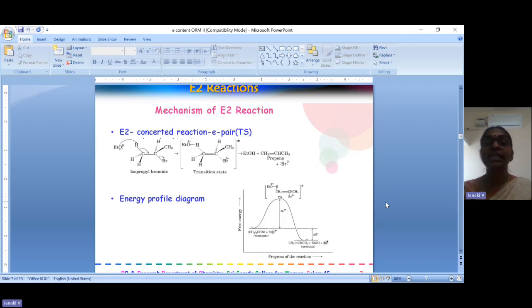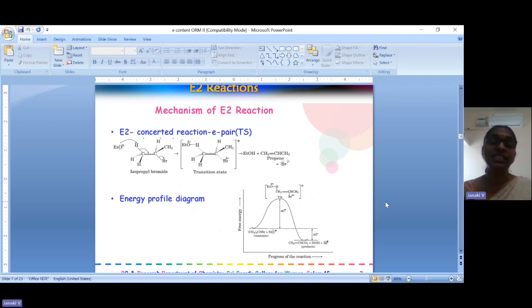The next one is the mechanism of E2 reaction. Here the base, the ethoxide ion, abstracts a proton from the beta carbon of the isopropyl bromide, and simultaneously the leaving group Br minus departs from the alpha carbon with the formation of a pi bond. The electron pair present in the beta C-H bond forms a new pi bond, and the leaving group Br minus comes off with the electron pair in the C-Br bond. So this is a concerted elimination reaction.